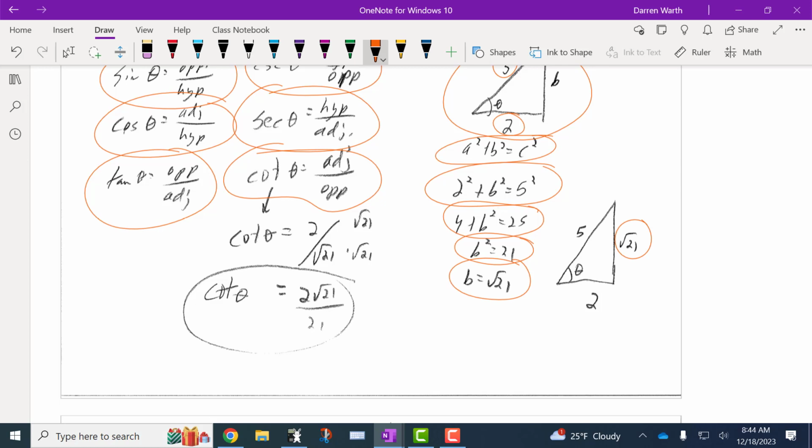Now I just have to remember the cotangent of theta, which by definition is adjacent over opposite. Here the adjacent is 2, and the opposite is the square root of 21. Rationalize by multiplying the numerator and denominator by the square root of 21, and I get the cotangent of theta equals 2 square root of 21 all over 21.